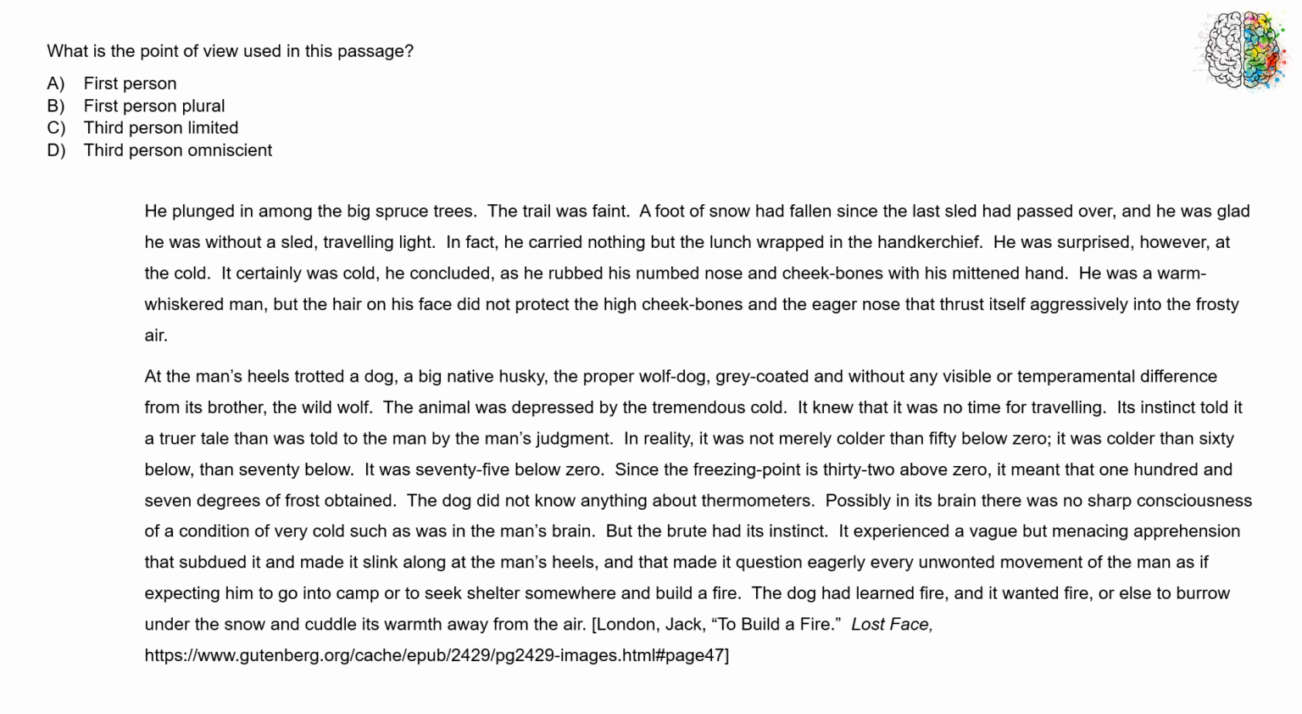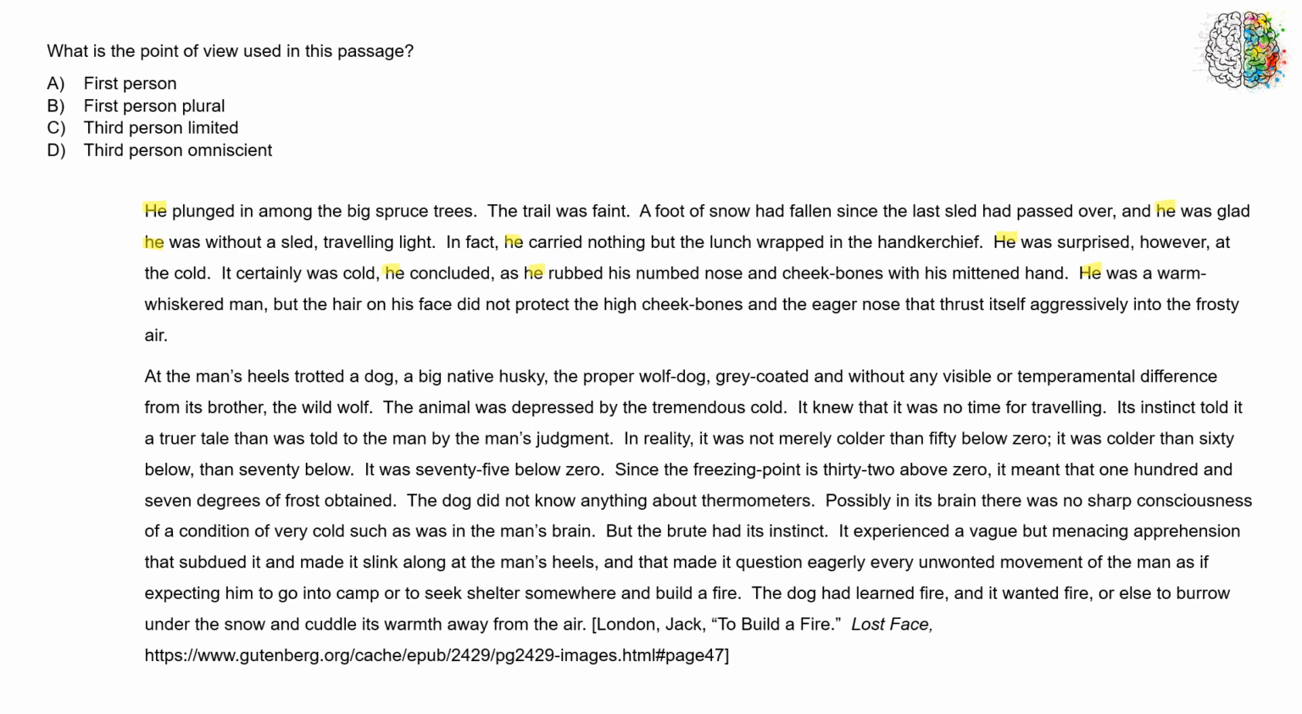Let's look at an example using the pronouns to help us identify point of view. The question asks, what is the point of view used in this passage? First person plural, third person limited, or third person omniscient. So the first thing we're going to do is look for the pronouns. This is two paragraphs, so we'll start with the first one. We have he, so we're seeing this is a third person pronoun, male pronoun.